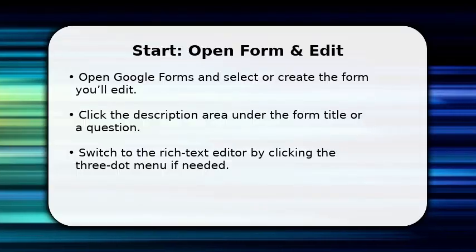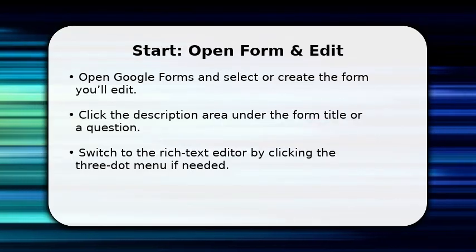You begin by opening the Google form you want to change. Click the form title or the question description to activate the editor. This puts you right where links belong.